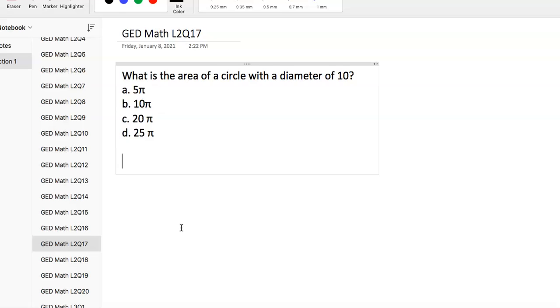Okay, circles now. It says, what is the area of a circle with a diameter of 10? Okay, so we got a couple things we need to know here. First, this will show up. You have to know this formula. So if you don't know it, you have to somehow get it into your head, right? It's not hard to get into your head. It's just a matter of putting a little effort. So area equals pi times radius squared. That's the area of a circle.